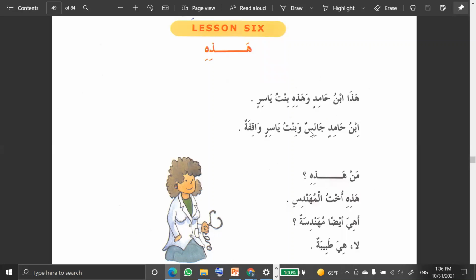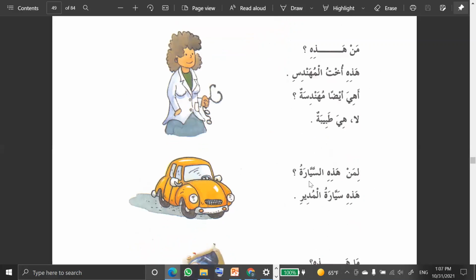Yeah, a girl or a feminine ism. When we are pointing to a feminine ism, like sayyaratu in this sentence, "liman hazihi sayyaratu". We learned this in our last class, the first session on lesson 6. So here hazihi is coming because sayyaratu, the car, is a feminine ism in Arabic. So that's why hazihi is used.